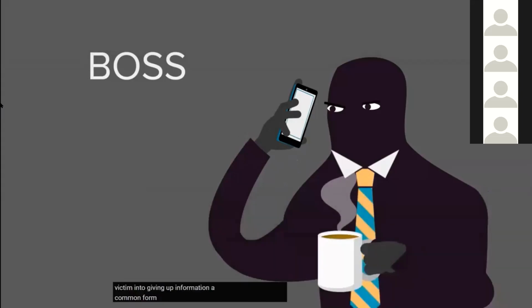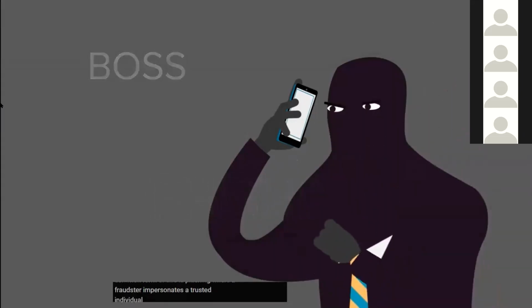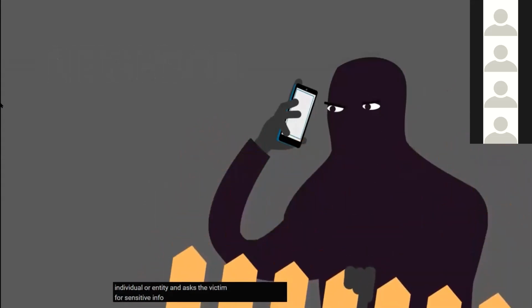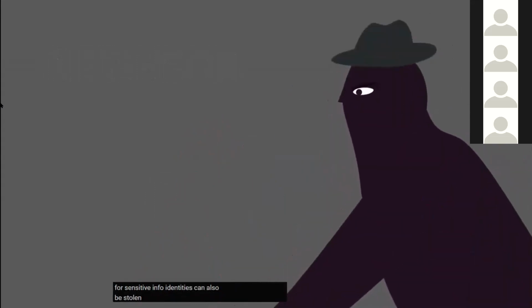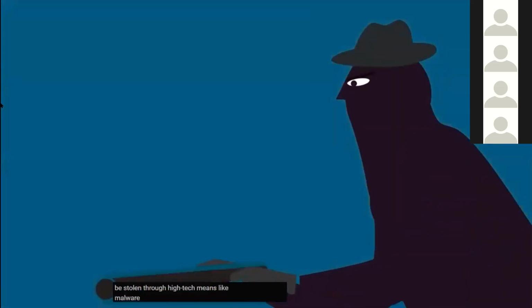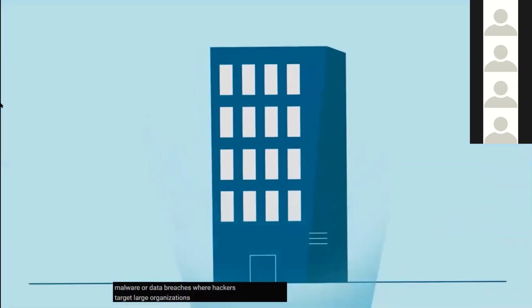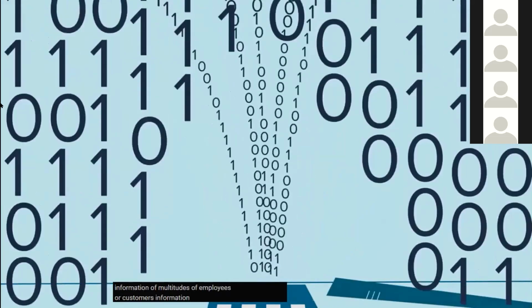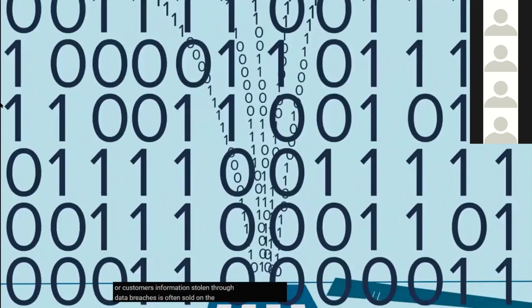A common form of this is phishing, where a fraudster impersonates a trusted individual or entity and asks the victim for sensitive info. Identities can also be stolen through high-tech means like malware or data breaches, where hackers target large organizations and steal the information of multitudes of employees or customers. Information stolen through data breaches is often sold on illegal trading websites.